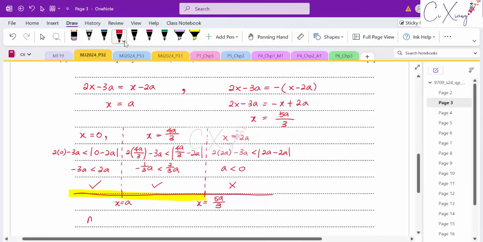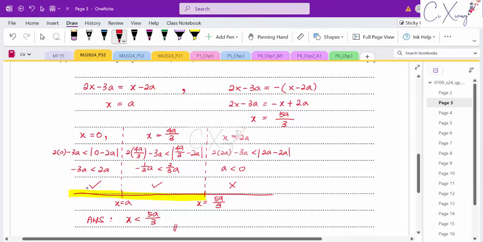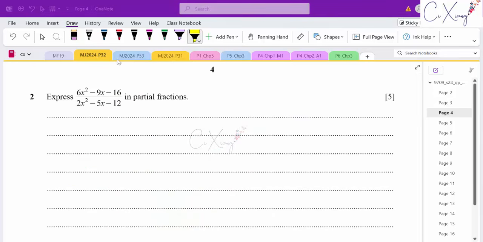Therefore, your answer for this inequality should be x smaller than 5a over 3. Because if you substitute any value that's having x greater than 5a over 3, your inequality is a wrong inequality. It's not correct. So we only consider the correct part. Therefore, this is the correct answer for solving this inequality shown in the question. Alright, so this is how we solve question number 1.